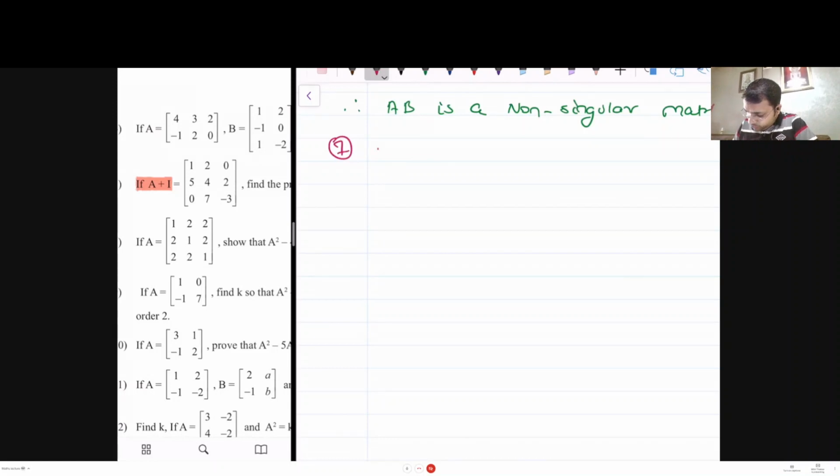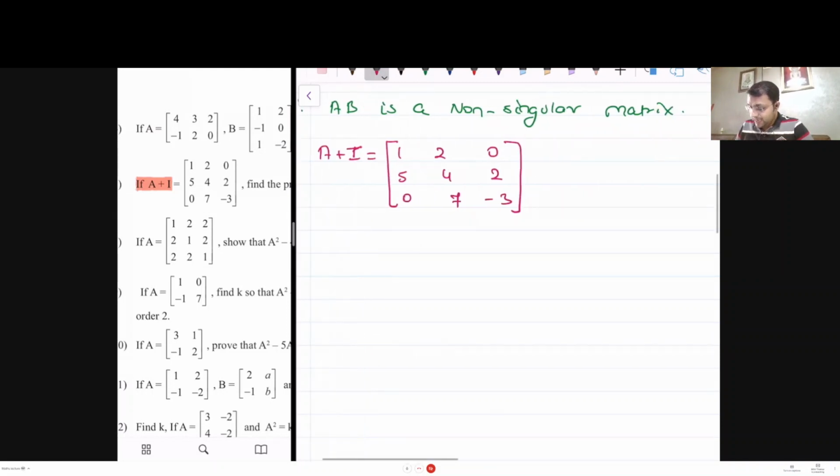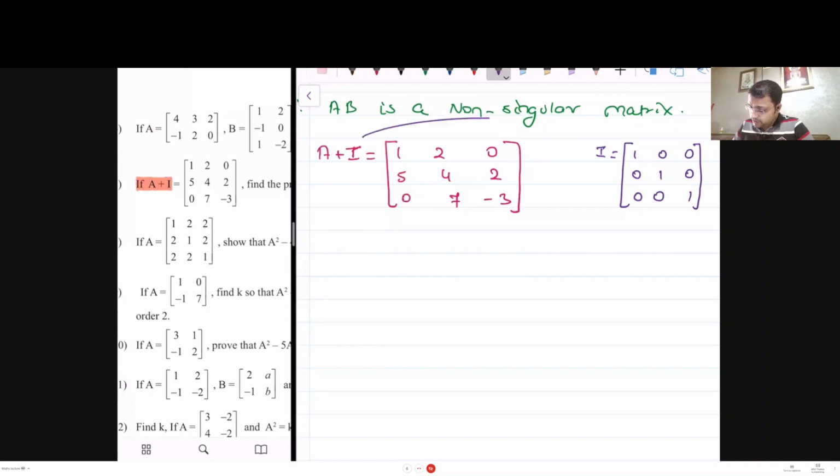Question number 7. Let me write over here for you. A plus I is equal to 1, 2, 0, 5, 4, 2, 0, 7 and minus 3. If you remember from the previous lecture, we have seen that I is a special kind of matrix which is an identity matrix. Now because it is an identity matrix, I has got its own fixed value, which is 1, 0, 0, 0, 1, 0, 0, 0, 1.